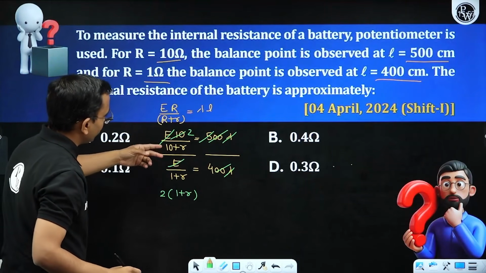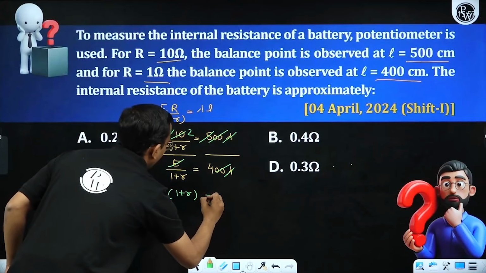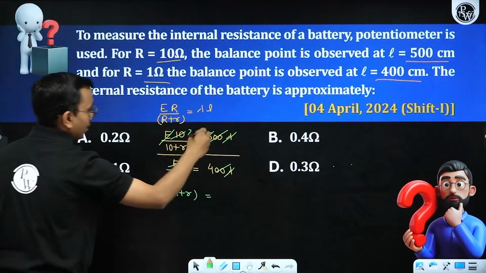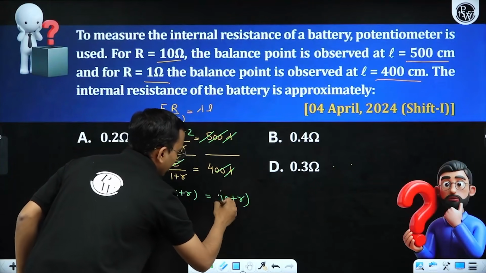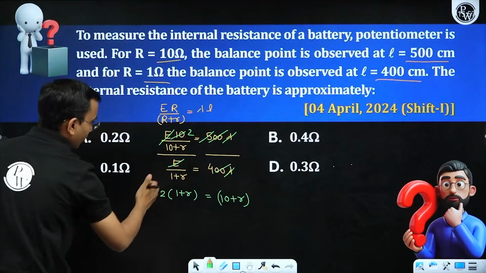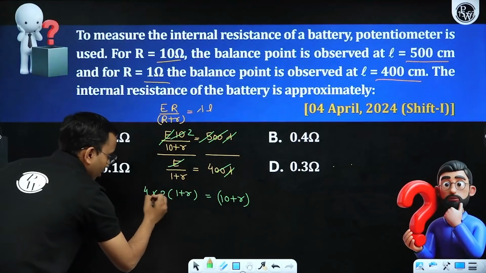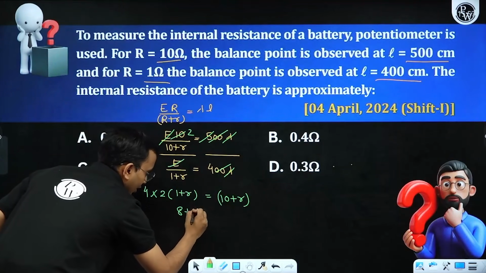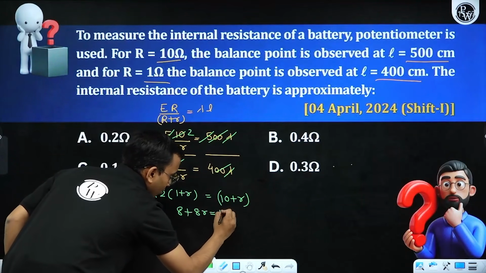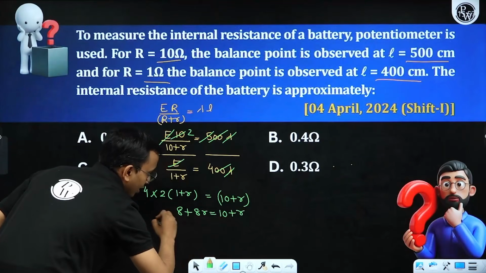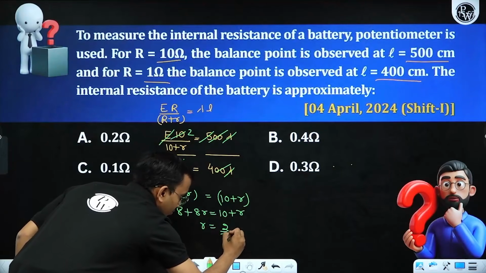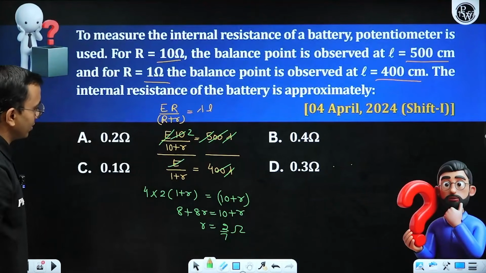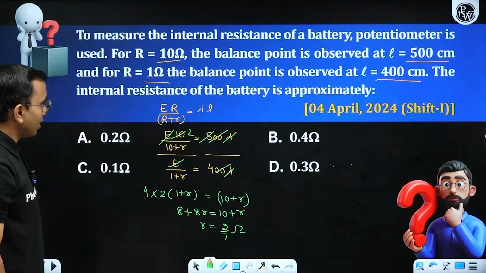This is equal to this 10 plus r, which will go on the other side. 4 is also there, so 4 will come here into 4. So this is 8 plus 8r is equal to 10 plus r. So from here I can say r comes out to be 2 by 7 ohm. 2 by 7.